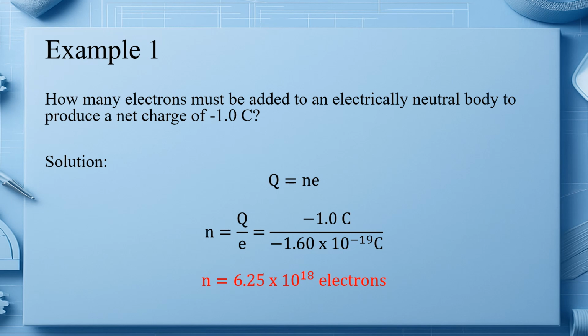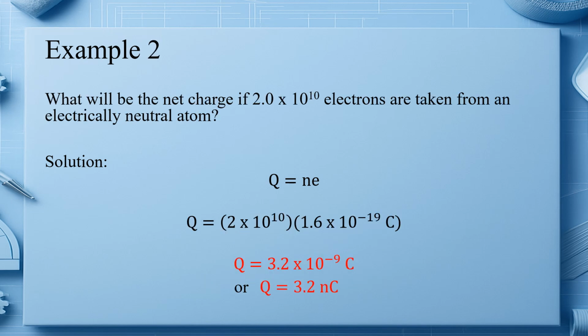charge of negative 1.0 coulomb? So from the formula Q is equal to Ne, we have the number of electrons is 6.25 times 10 raised to 18 electrons.